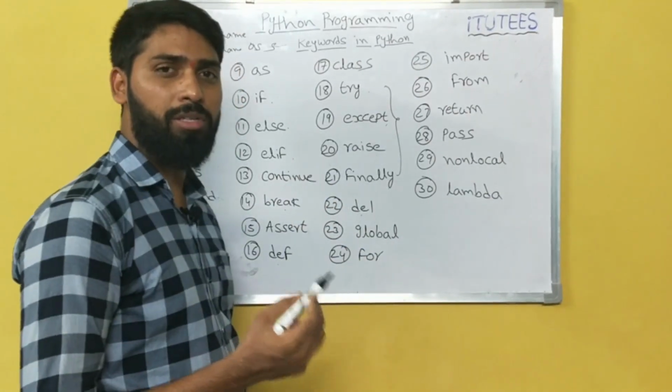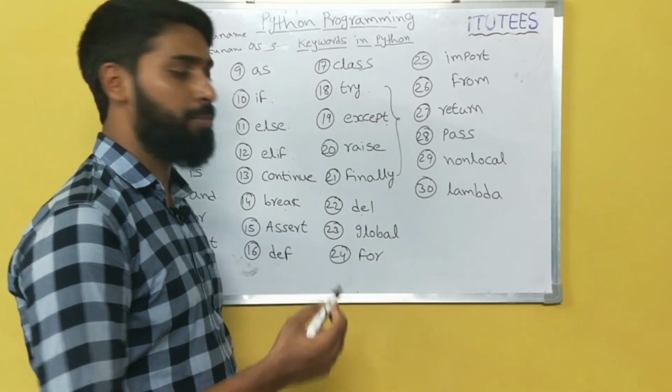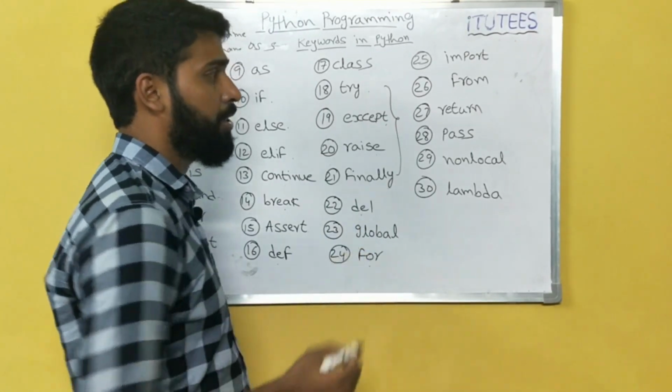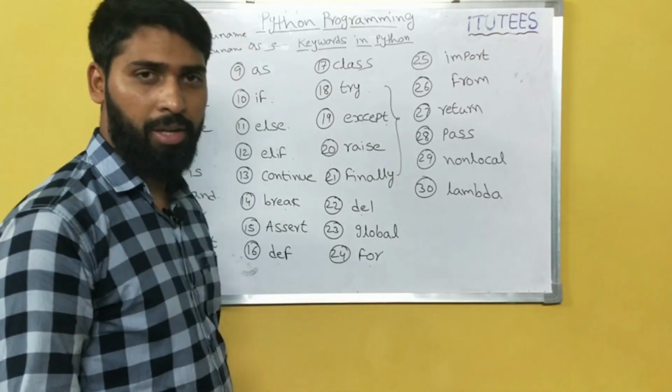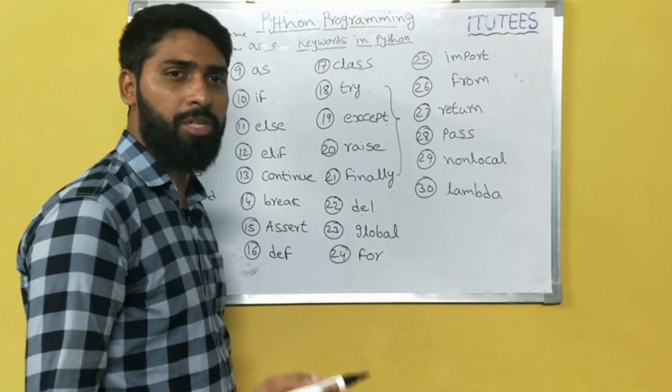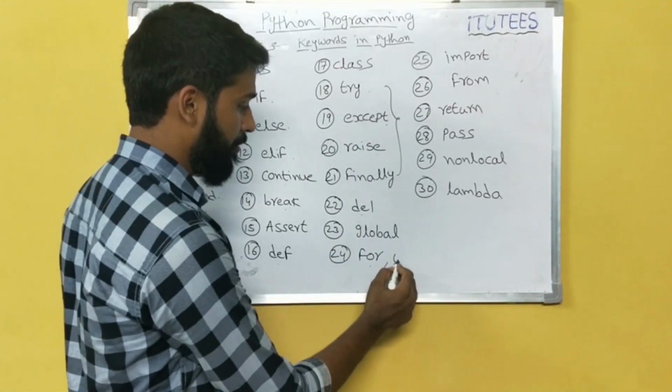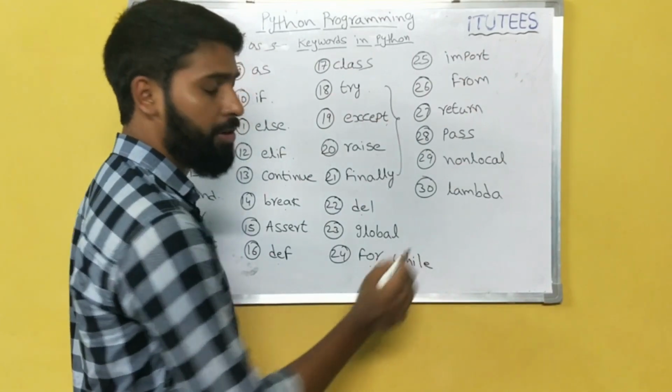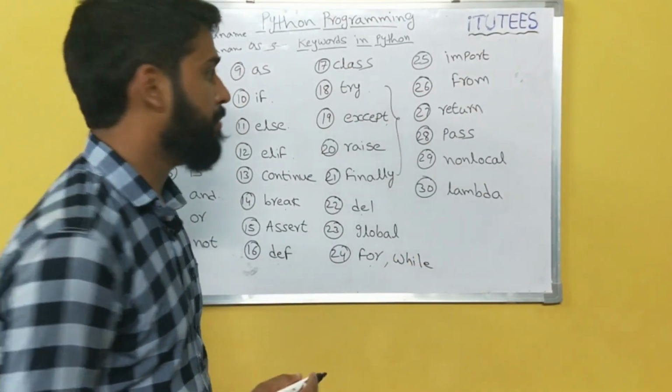The global keyword is used to define a variable globally. for we use in looping. Another one is while. while is also a looping keyword. So these two are the same.